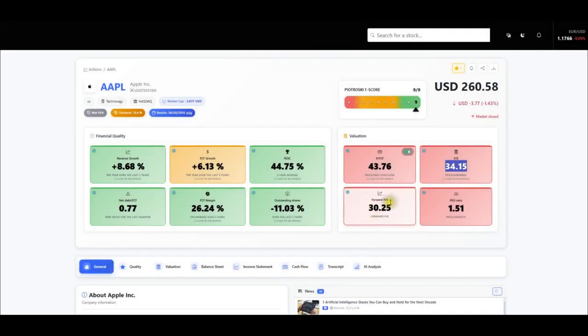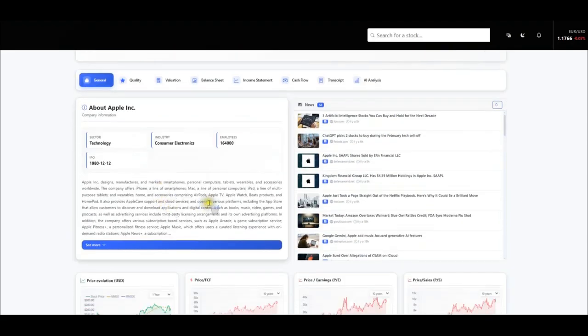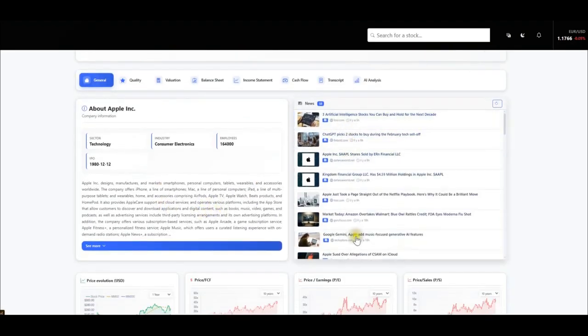The forward PE is based on estimated earnings for the next fiscal year, N+1, while the PEG ratio takes into account the company's earnings growth. Once again, all indicators are red. The stock is clearly overvalued. You will then find a company description and, on the right, the latest related news.